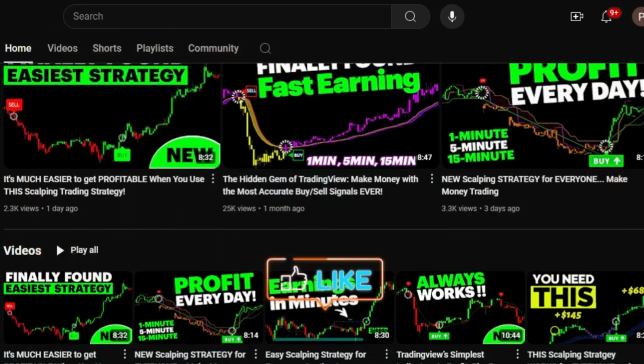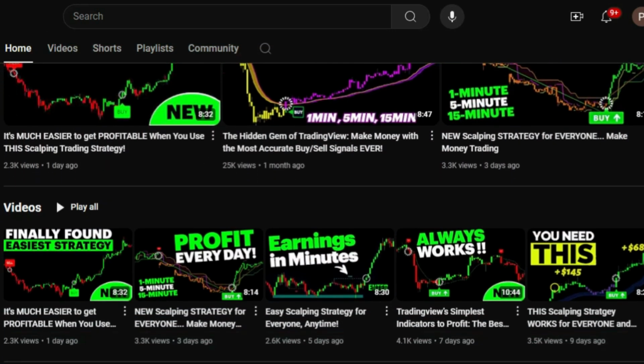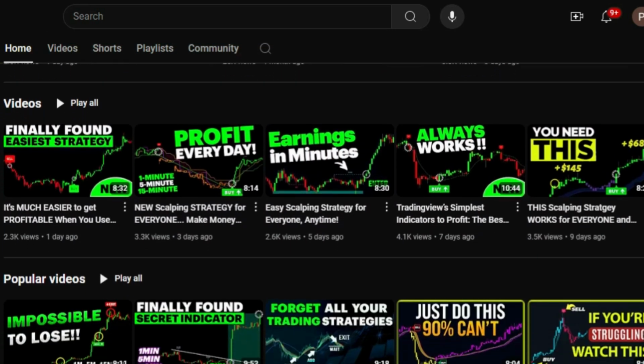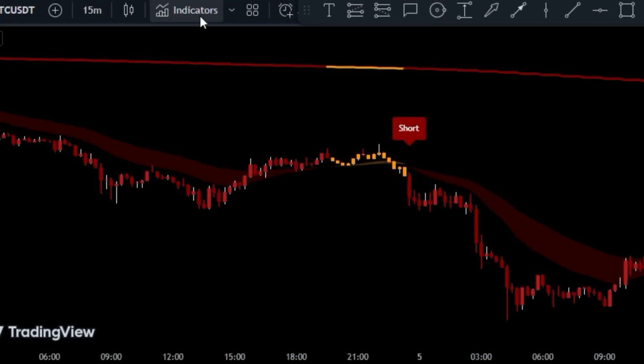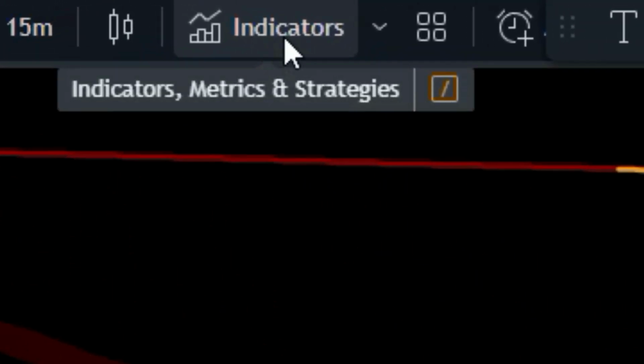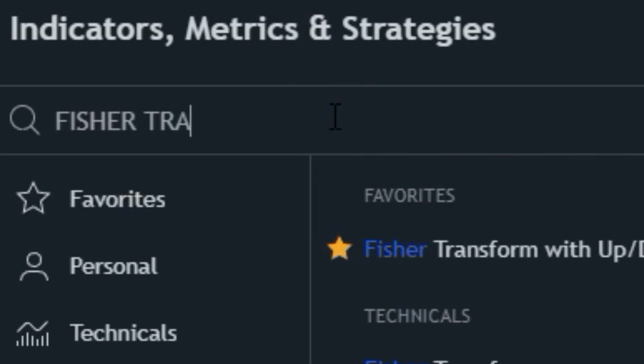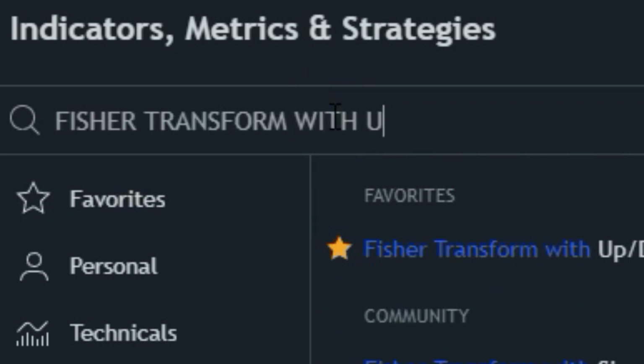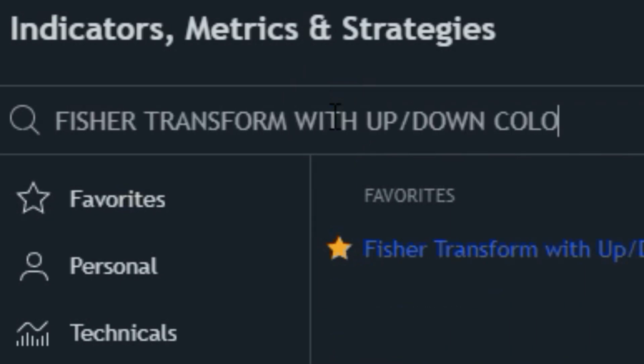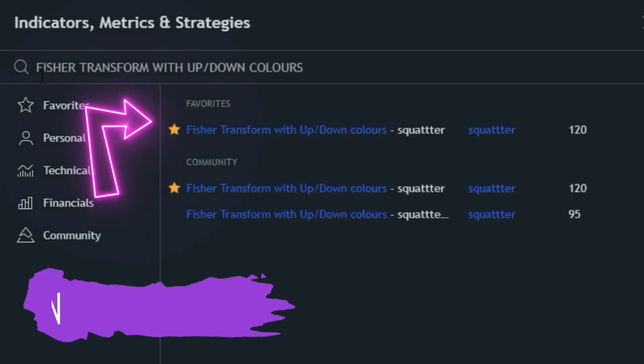To make the strategy even more powerful, we'll need another indicator. To add the second indicator to the chart, follow these simple steps. Head over to the indicator section on TradingView. Then type Fisher Transform with up-down in the search bar. After that, locate the indicator in the search results. Click on it to add it to your chart.